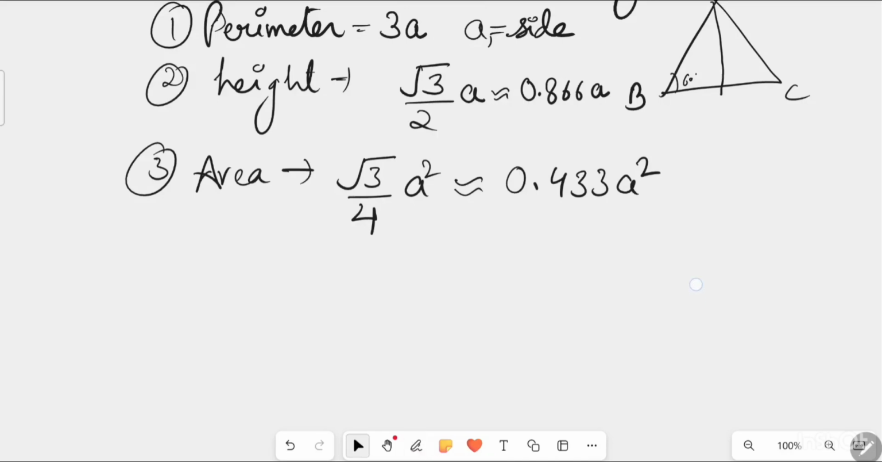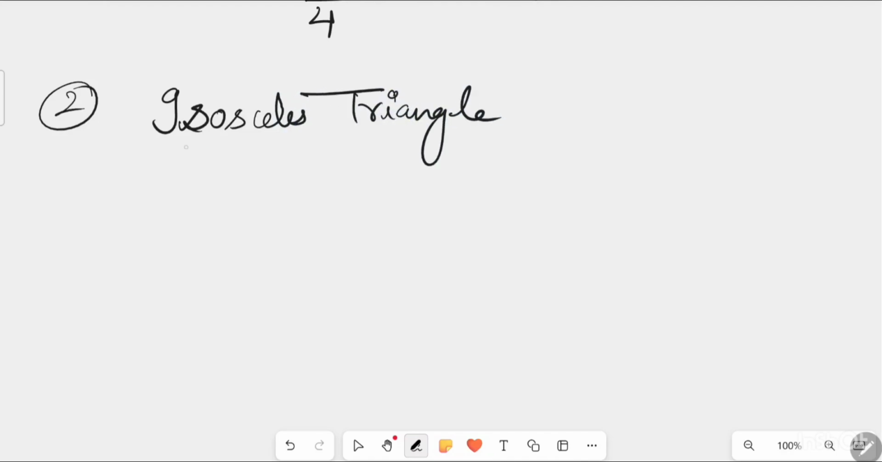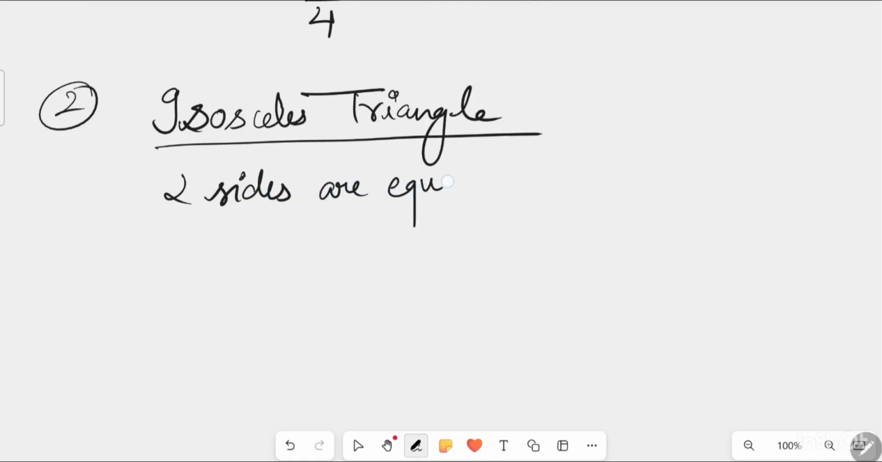Now second is the isosceles triangle. In an isosceles triangle, two sides are equal, and angles opposite to equal sides are equal.